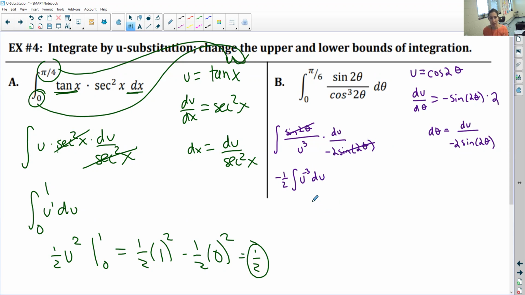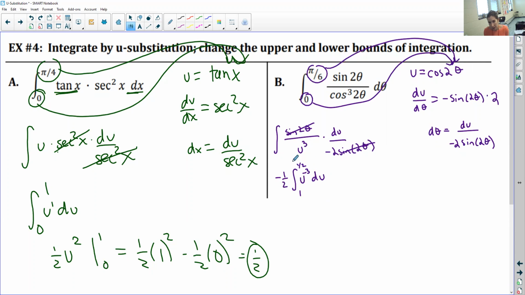All right, so now let's find the new bounds. So if theta is 0, let's plug that into here and see what we will get. So the cosine of 0 is 1. So this new bound will be 1. And now let's plug in the pi over 6. So here I have the cosine of 2 times pi over 6, which is the cosine of pi over 3, and that's 1/2. Yes, you have to know how to do that without a calculator.